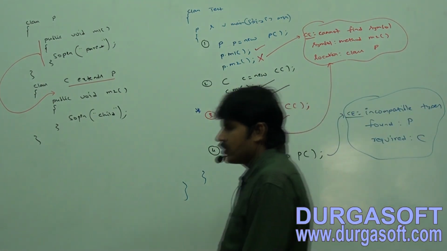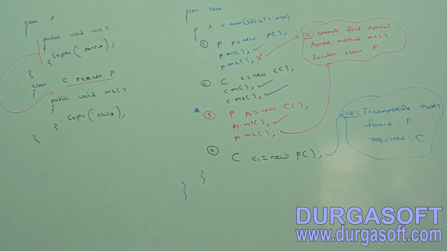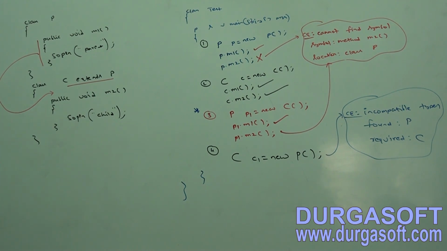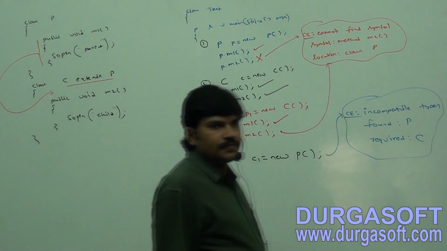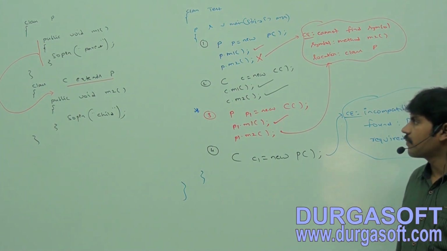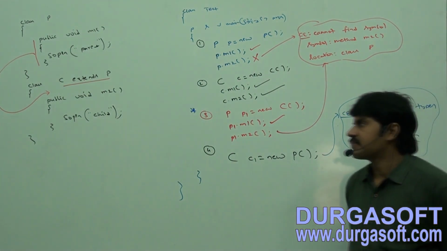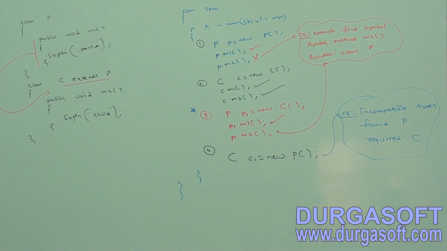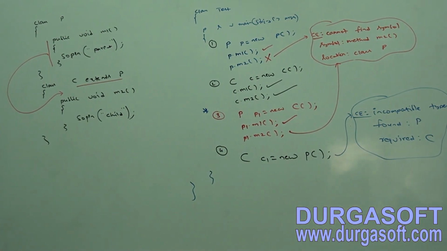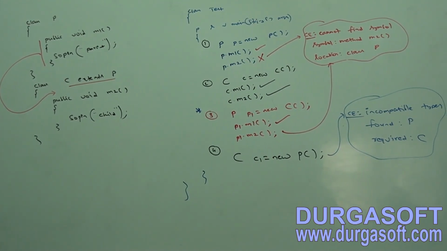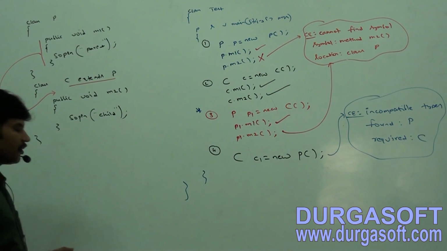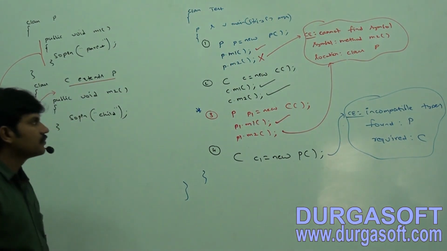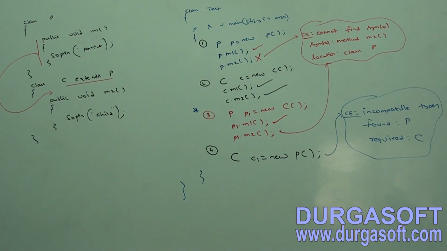Take clearly. Make sure you people have clarity. Class P, public void M1, SOP of parent. Next, class C extends P, public void M2. The M1 method is present in the parent class, and the M2 method is present in the child class. Next, class Test. Parent P is equal to new Parent. Next, P.M1 and P.M2.